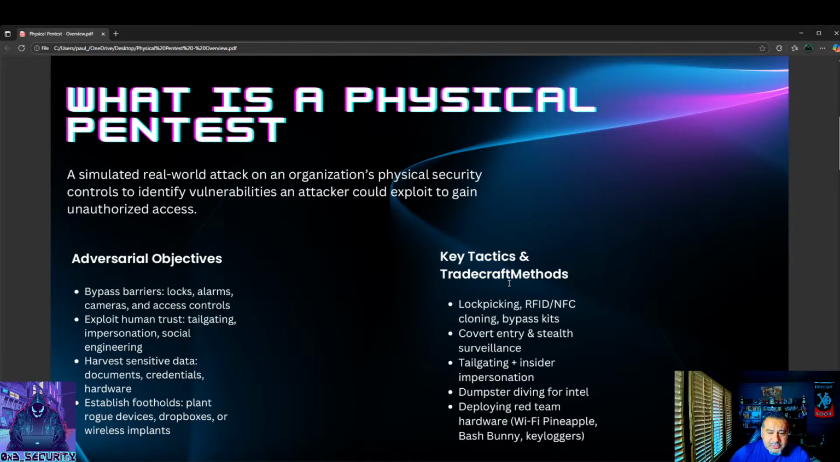Key tactics and tradecraft methods: lockpicking, RFID, NFC cloning, bypass kits. I'm going to have some of the tools that I use. I'm not going to have obviously all of them, but for lockpicking, I prefer Sparrow. Pay the extra dollar because the quality is second to none. RFID, NFC cloning.